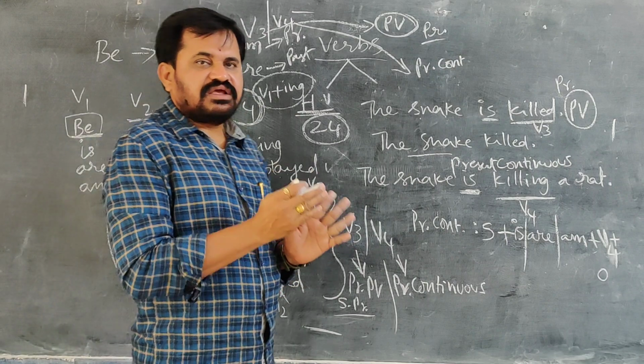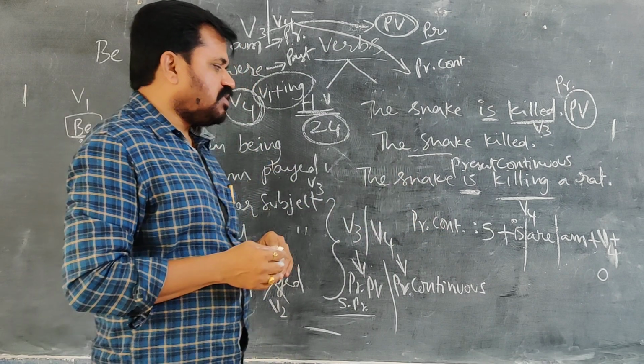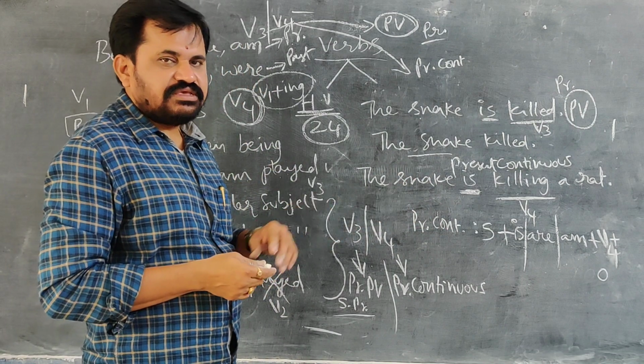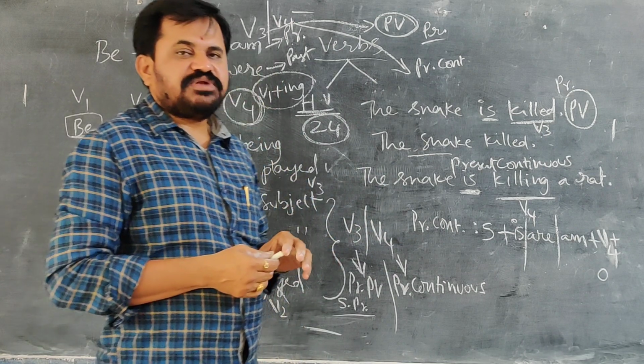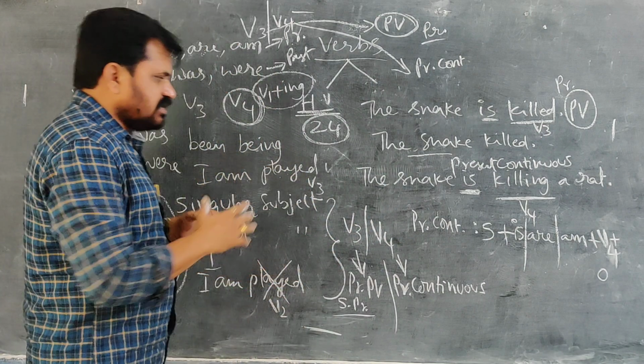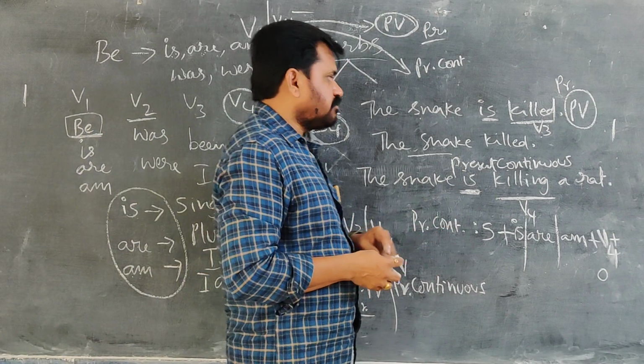Just like in present continuous tense, continuous takes V4. Present brings is, are or am. One of these 3 you have to use according to the subject of that particular sentence. So here we learned the present continuous tense structure.